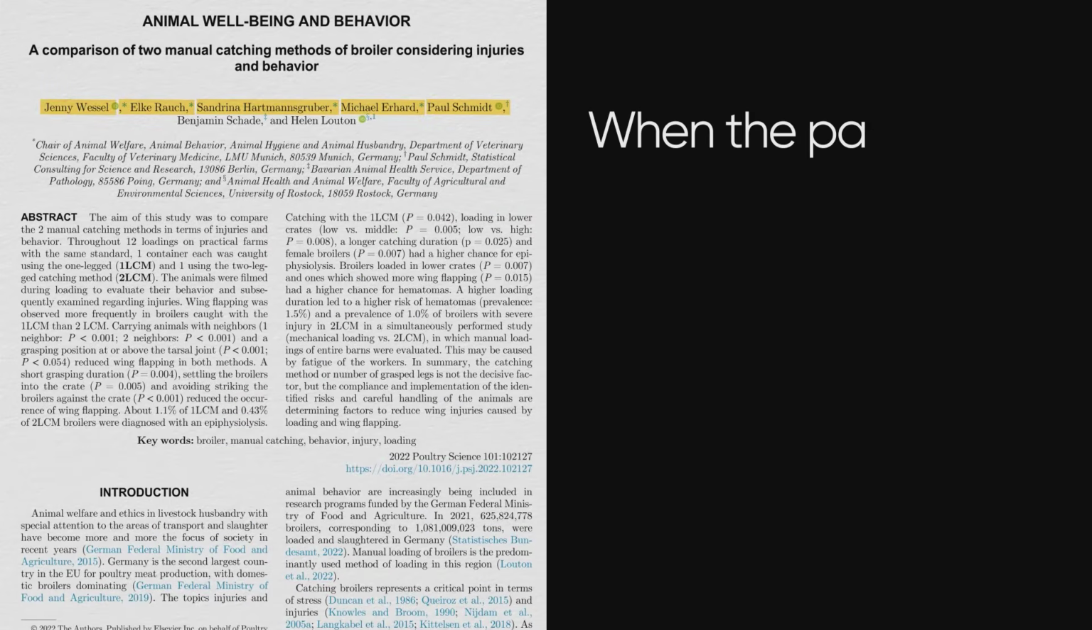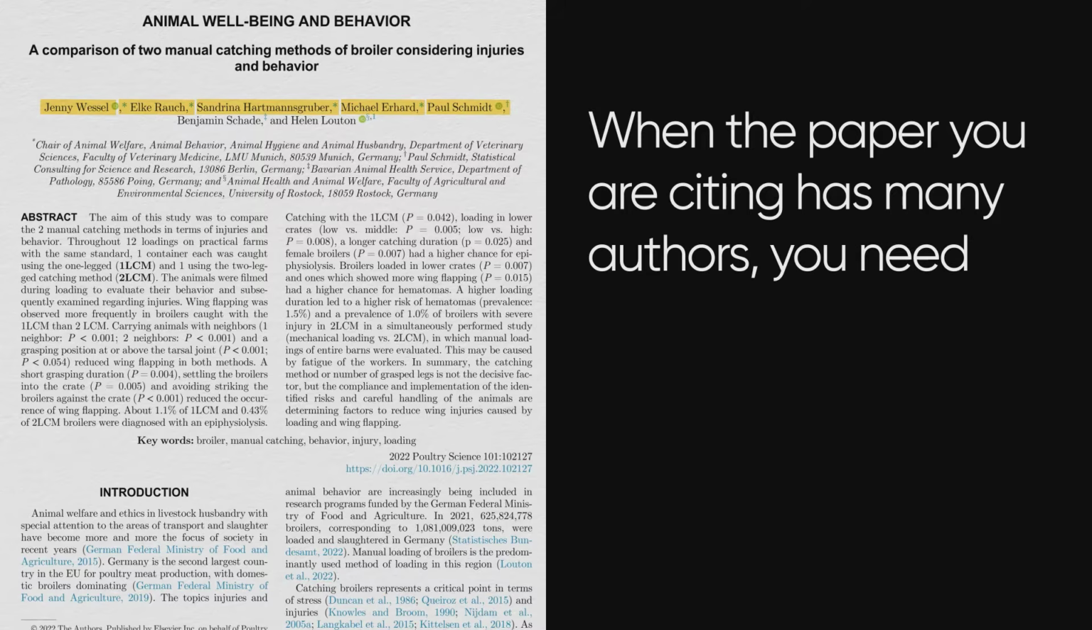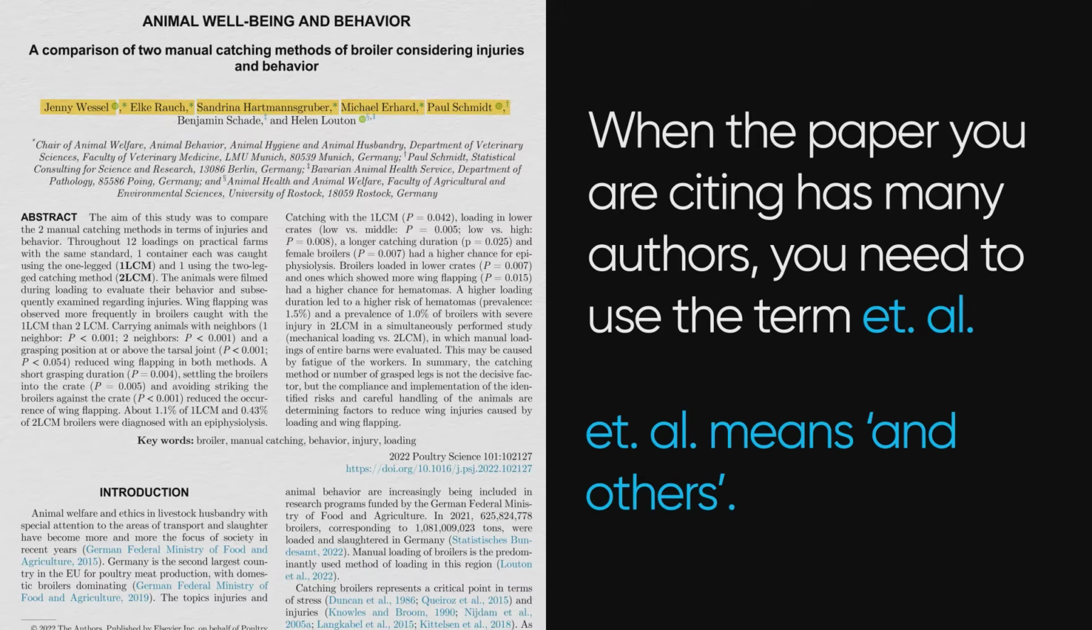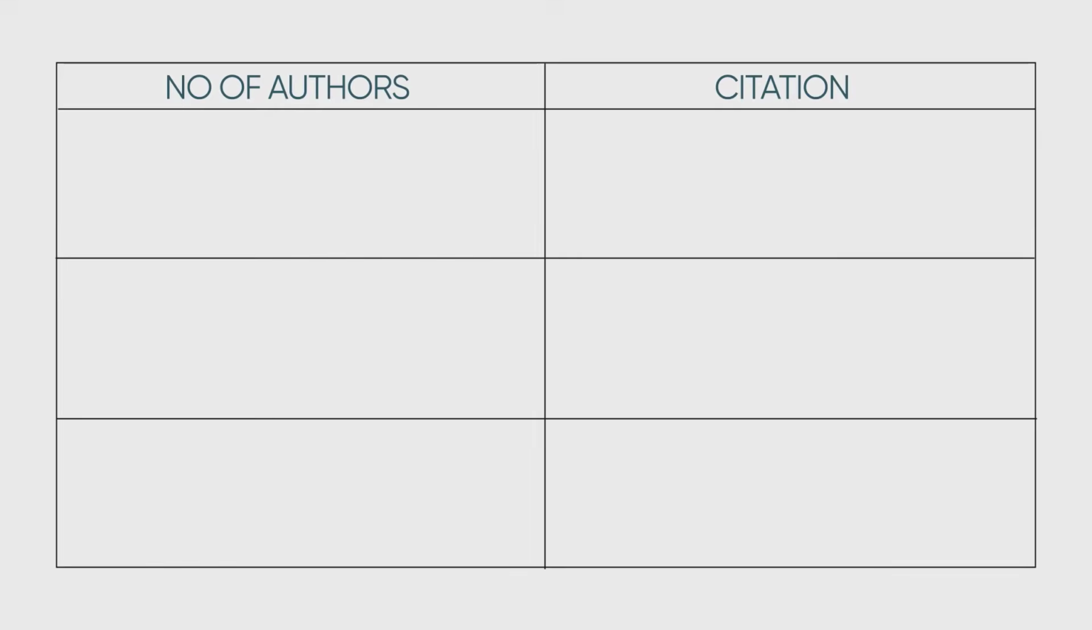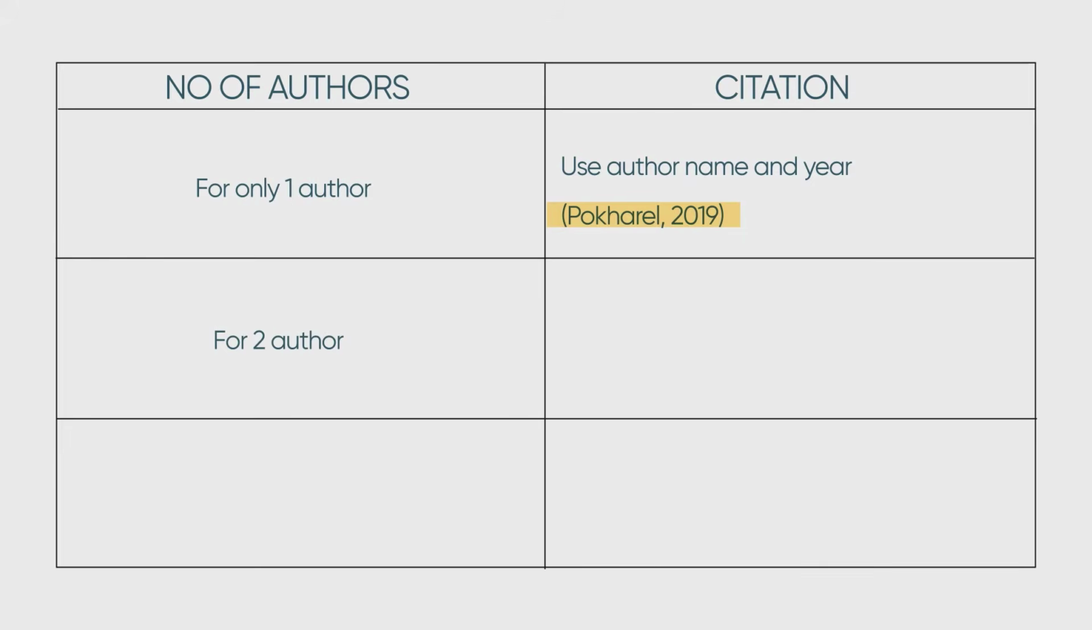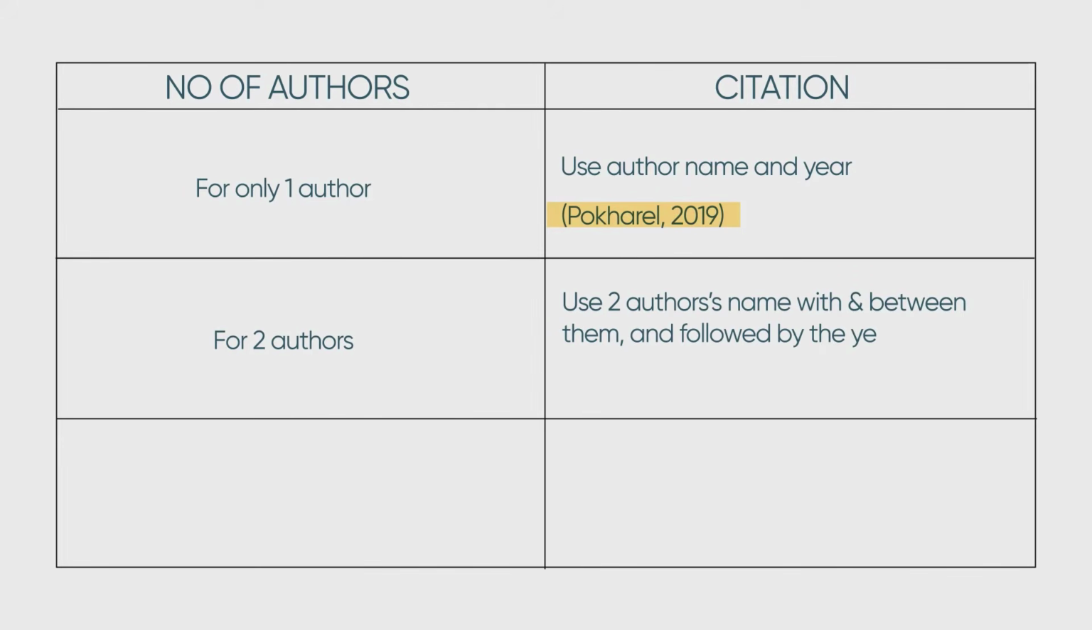When the paper you are citing has many authors, you need to use the term et al. Et al means and others. As shown in this table here, for only one author, use the author name and year as shown here. Here it is Pokhrel 19. For two authors, use the two authors' names with and between them, followed by the year. Here it is Pokhrel and Tiwari 2020.